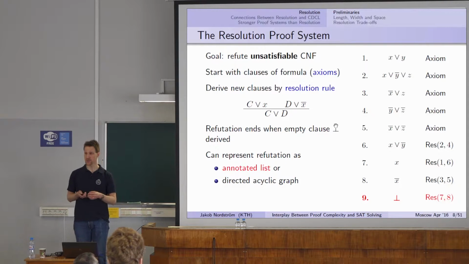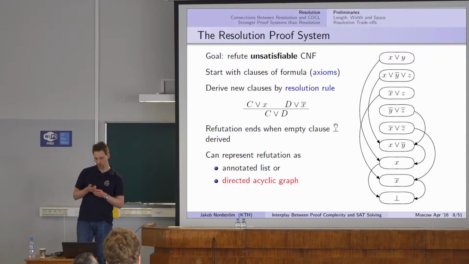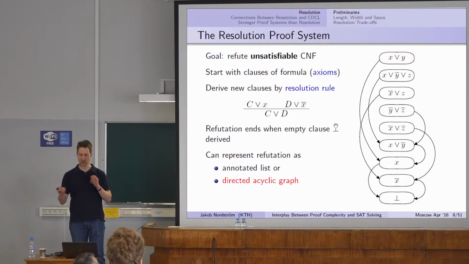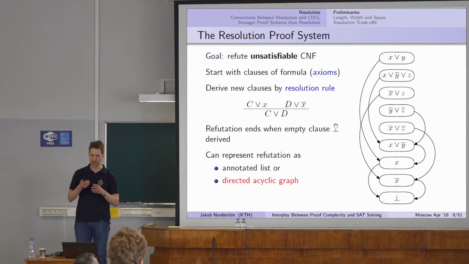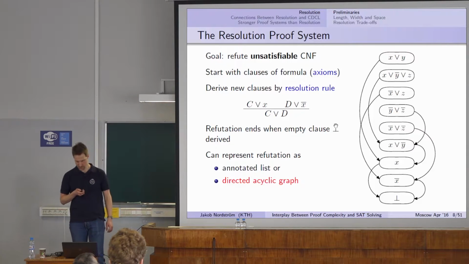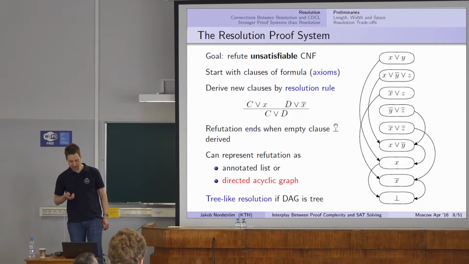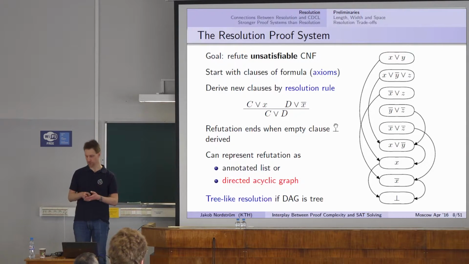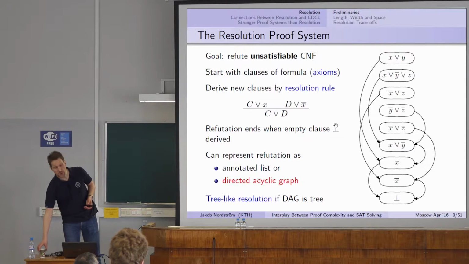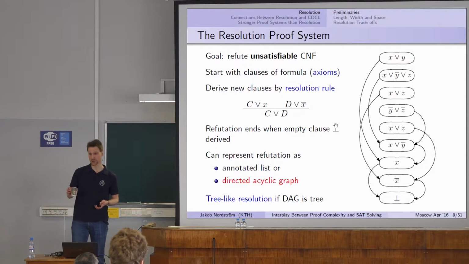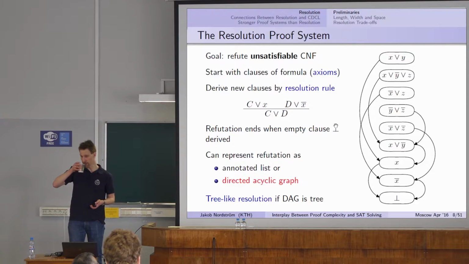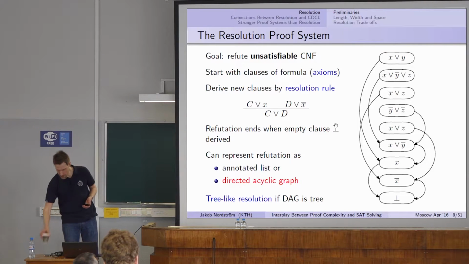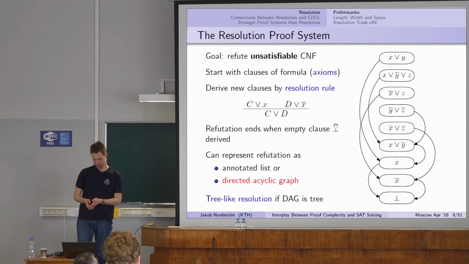Okay, so this is how the resolution proof system works. If you want to see the structure of the proof, it's sometimes nice to view it as a graph, where you have arrows showing that this clause was derived using this other clause. And if this DAG happens to be a tree, we talk about tree-like resolution. But in general, you should expect the DAG not to be a tree. It could be any directed acyclic graph. Okay, so this is resolution.